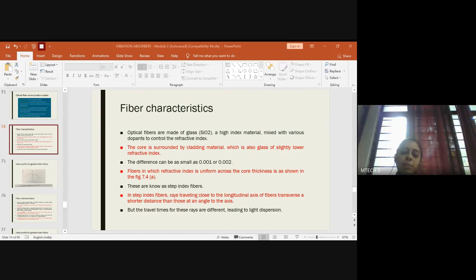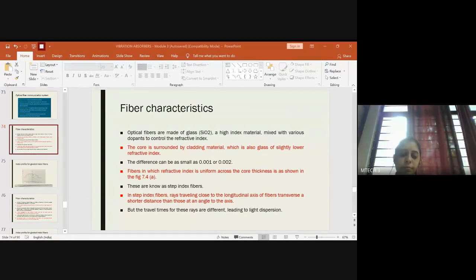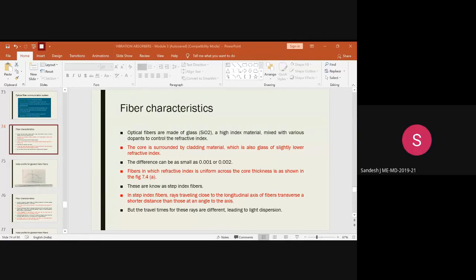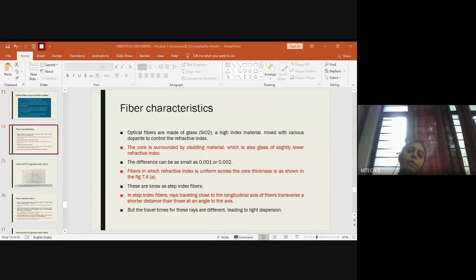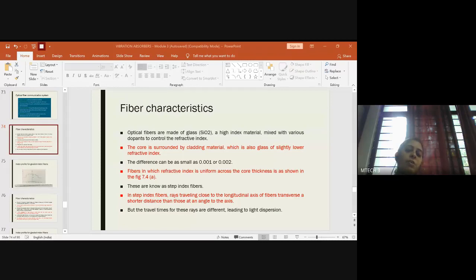Whether multimode is feasible enough in transmitting the communication over longer distance, yes or no? No. Why? There will be signal degradation. Yes, there will be signal degradation because you will be having the light rays from different directions. So it results in degradation of the quality of the data being transferred. So always for communication in a longer run, single mode is most feasible.